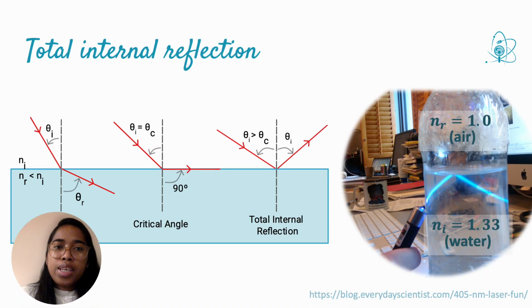So if we take a bottle and add water in it, and we take a laser pointer, we'll observe that the light will reflect back instead of refracting from water to air. This is total internal reflection. It occurs when light is incident from a medium of a higher refractive index to a lower refractive index. Here the water has a refractive index of 1.33, while the air has a refractive index of 1.